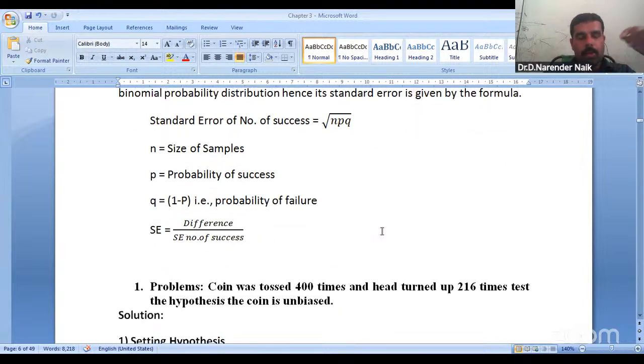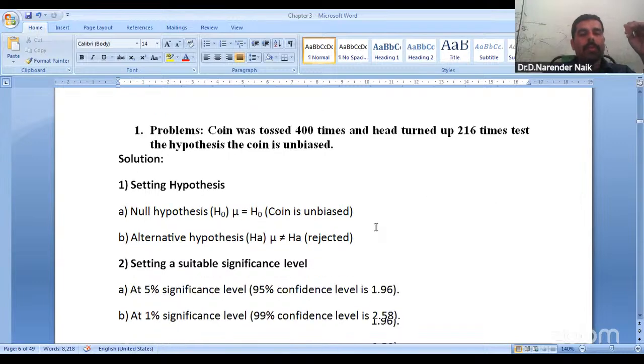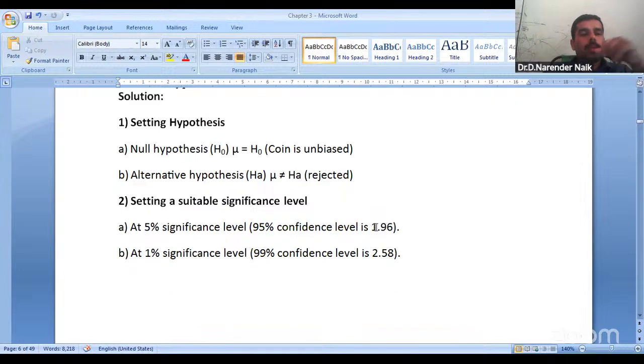So see, if we do a problem, then you are going to clarify the doubt. So the problem is here. A coin was tossed 400 times and head turned up 216 times. Test the hypothesis that the coin is unbiased. So that is the solution here. Setting hypothesis: null hypothesis H0, the coin is unbiased. Alternative hypothesis HA, the coin is not unbiased.